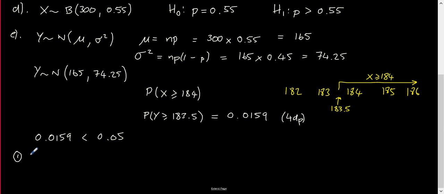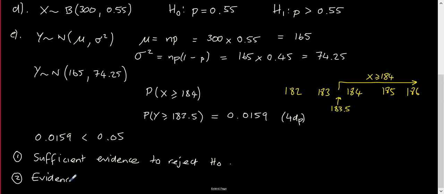So our conclusions. Conclusion 1: there is sufficient evidence to reject H0. So the null hypothesis, it appears, is not correct, or at least we have evidence to show that it's not correct, which means the probability isn't 55%. Our second conclusion is that there is evidence to support the manufacturer's claim.